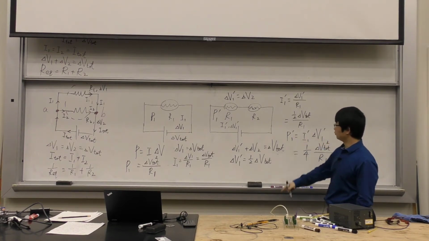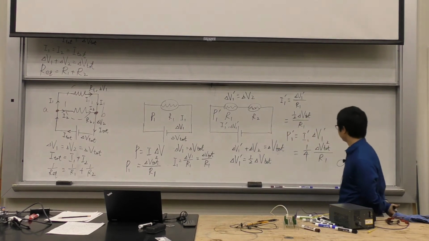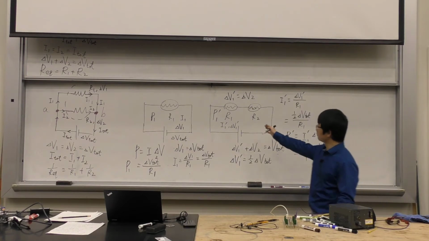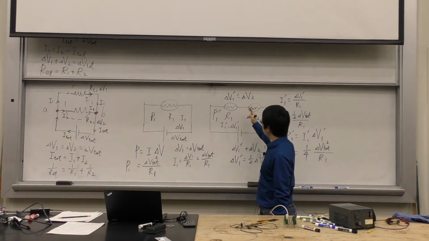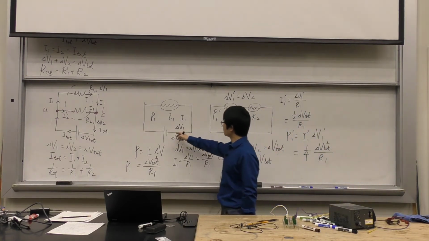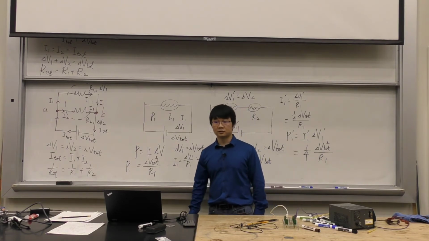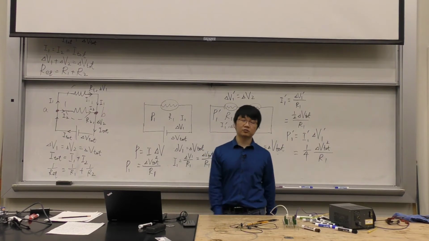Now compare P1 prime and P1. Of course, this one is going to be smaller. So if you connect two of them together, compared to the original circuit, the same light bulb is going to get dimmer. Okay? So that's our conclusion.